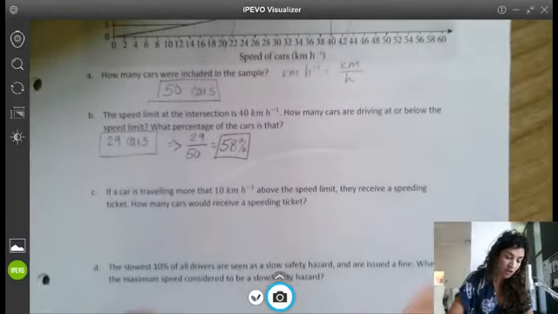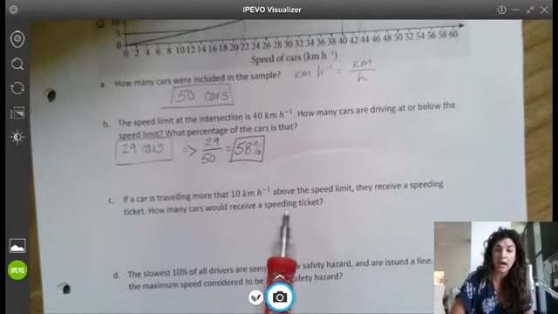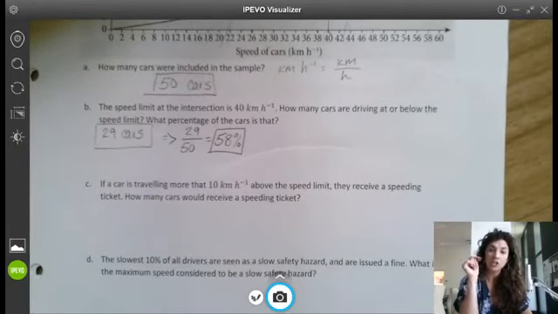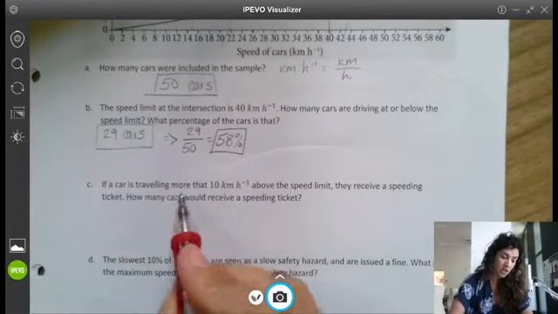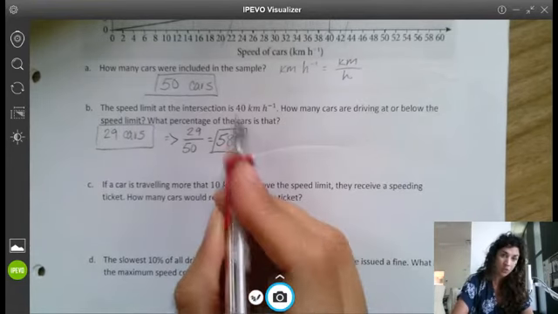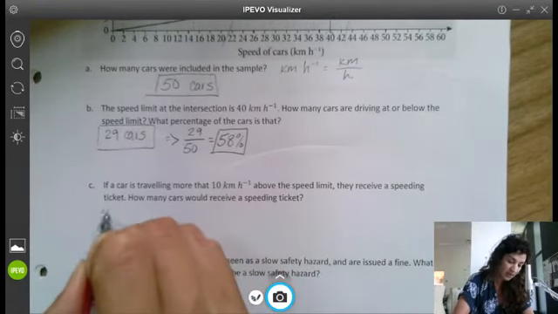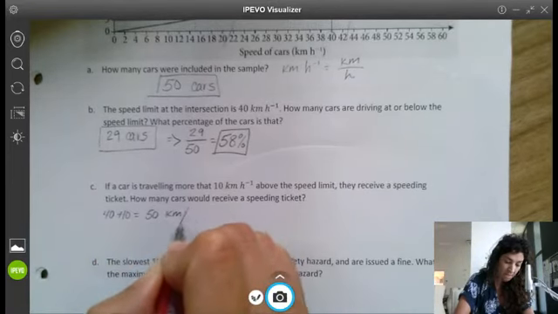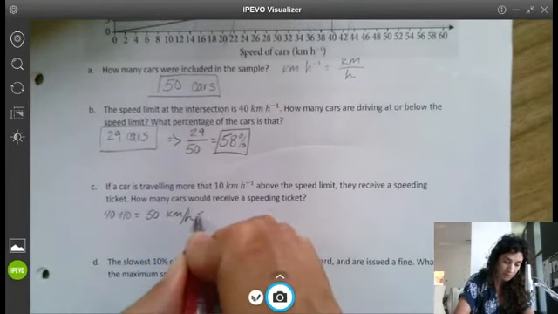However, if a car is traveling more than 10 kilometers per hour above the speed limit, they receive a speeding ticket. How many cars should receive a speeding ticket? So more than the speed limit, which is 40, 10 kilometers more than that is going to be 50 kilometers per hour is a speeding ticket.